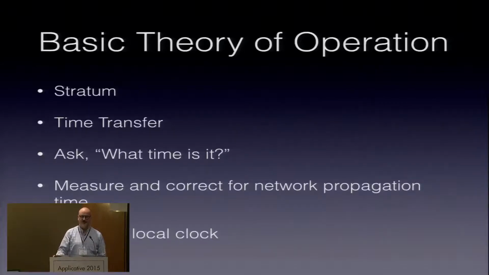You ask what time it is, and then you do this game called time transfer. So, it's not instantaneous. I, as a time client, will ask the server, what time is it? But that message took some time to get there, and it took some time to get back. And that time is often not constant. There's jitter. And so what the local clock does is it measures and attempts to correct for this network propagation time. I know that I asked you what time it was 3 milliseconds ago or 10 milliseconds ago because I know the network delay, at least I think I do, and then I steer the local clock.